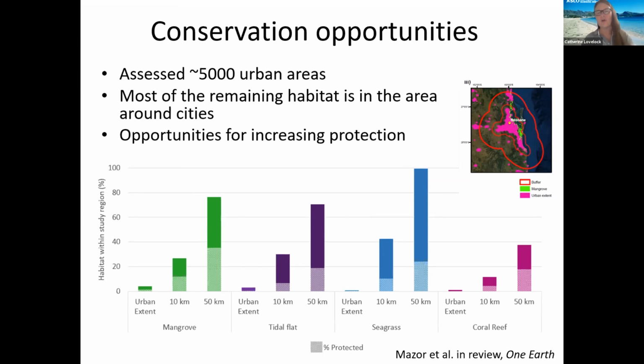You can see that it's lower for seagrass, much lower, and also for tidal flats, which are so important for bird diversity, for example. So my point here is that although I'm going to talk about restoration, I think conservation is still a huge opportunity, and particularly thinking about it if we want to embrace nature-based solutions within these urban footprints.